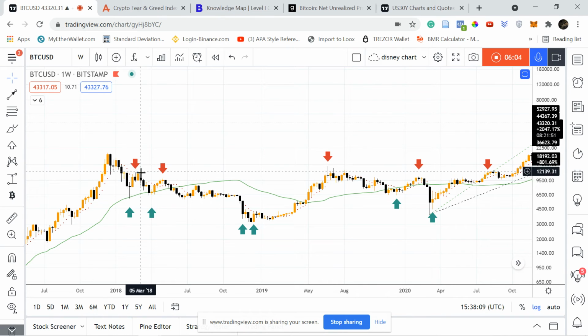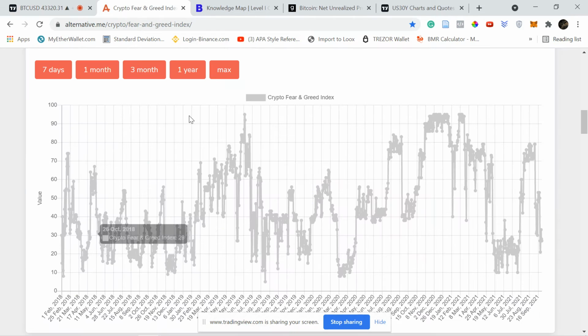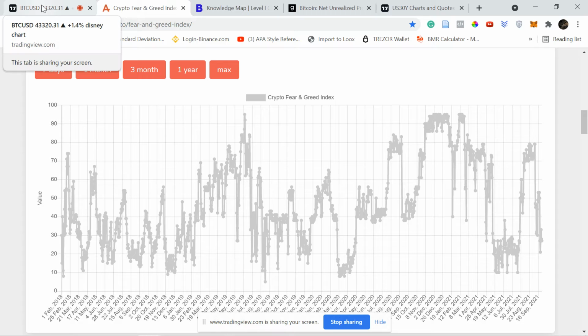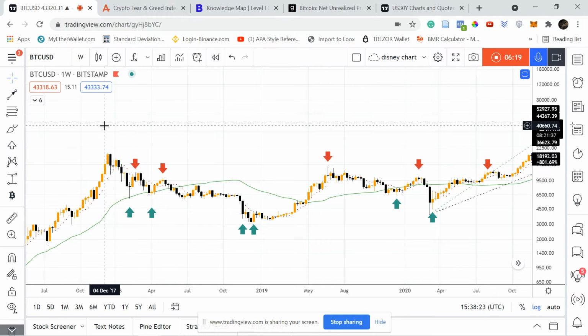So at this point, when you see this reading, that's when you take profit. You get extreme greed in your fear and greed index. That means that it's probably a good time to take some profit off the table. It doesn't mean that you need to take all the profits out, I mean the whole position, but it's a good time to take some money out of the market.